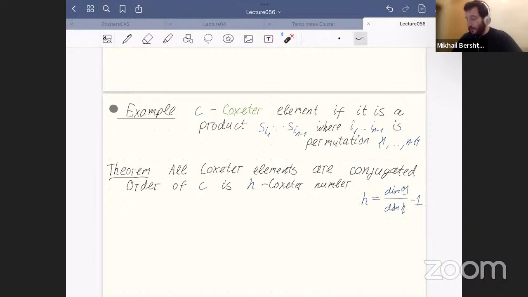In principle, it's not even completely obvious that h is an integer number. It is the dimension of g, or instead of the dimension of g, one can write the number of roots in the root system. One can divide the number of roots by the dimension of the space in which the root system lives, but it is an integer.